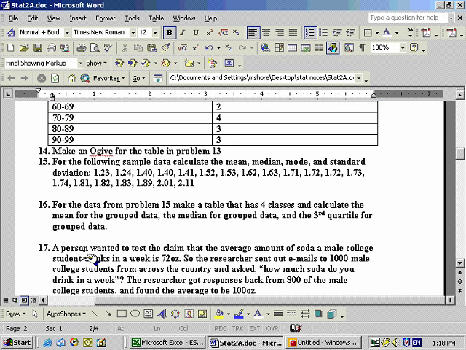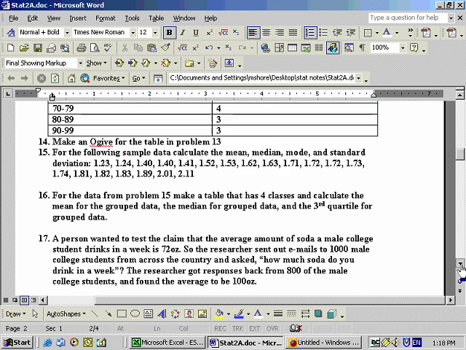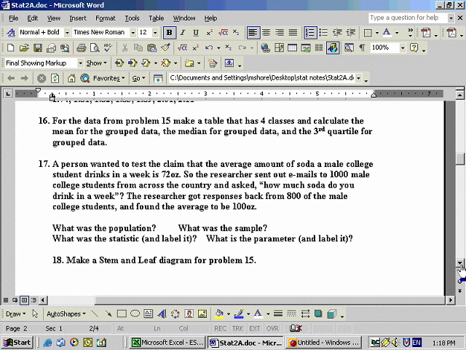So let's see, 17 is a person wanted to test the claim that the average amount of soda a male college student drinks in a week is 72 ounces, so the researcher sent emails out to 1,000 male college students from across the country and asked, how much soda do you drink in a week? The researcher got responses back from 800 male college students and found the average to be 100 ounces.